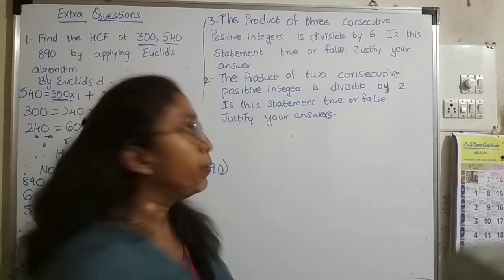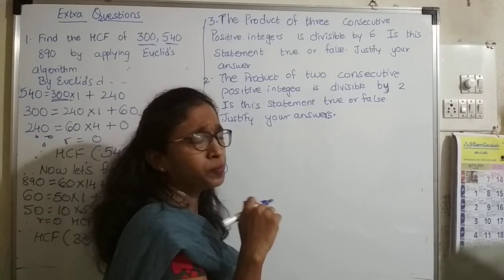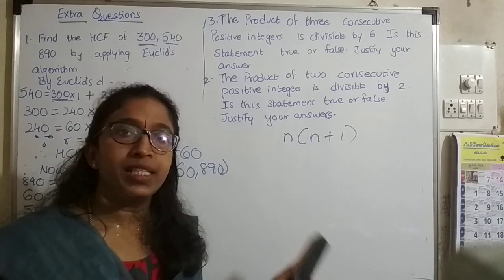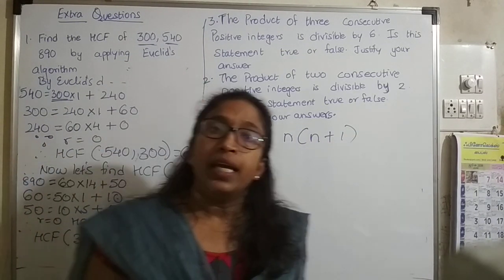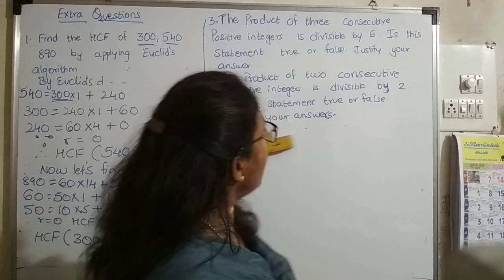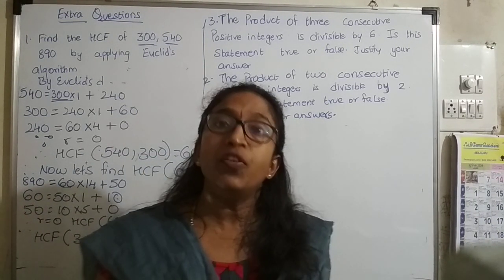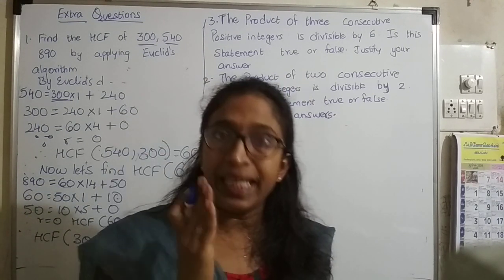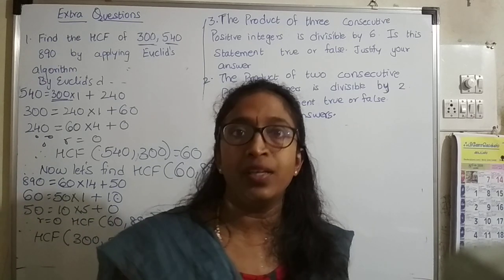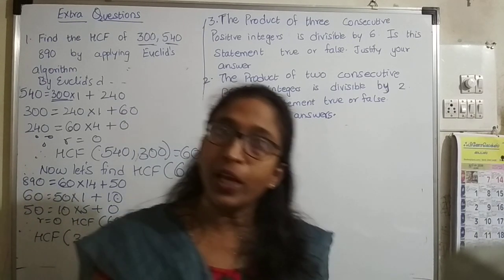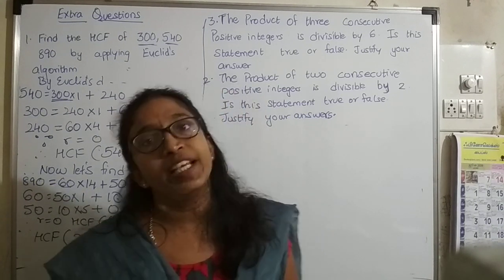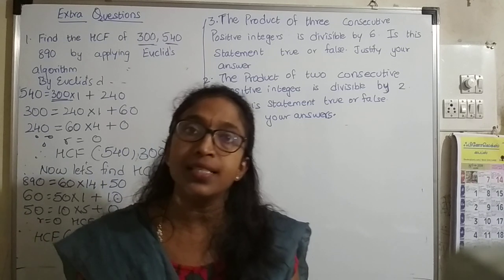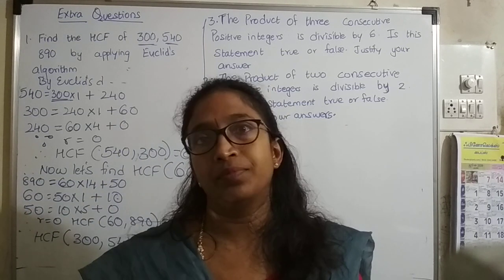Now you are justifying the statement that the product of any two consecutive integers is divisible by 2. Let the two consecutive integers be n and n plus 1. Or you don't have to take this; you just say that it is true, because whenever you take any two consecutive integers, one number has to be even and the other will be odd. And the product of even and odd will always be even. Therefore, the product of two consecutive integers is always divisible by 2. I hope this is clear.